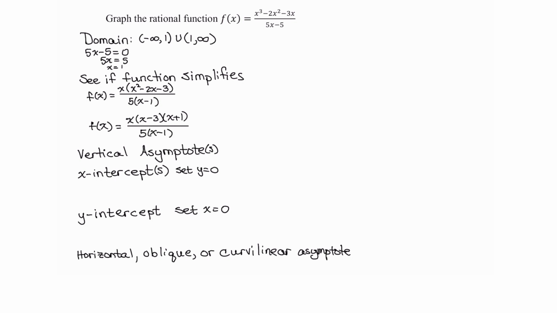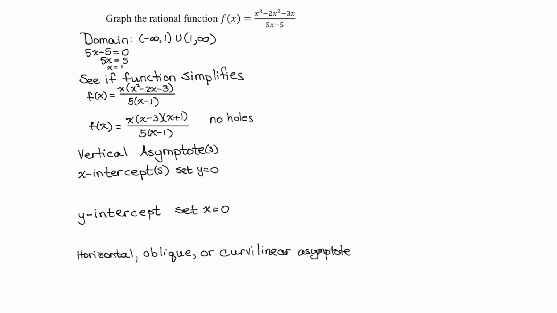Notice we do not have any common factors between the numerator and the denominator, so my function can't be simplified any further, and that also indicates that our graph will not have any holes. Since there are no common factors that remove, there are no holes in the graph of this function.